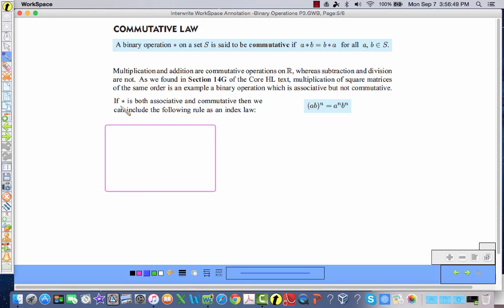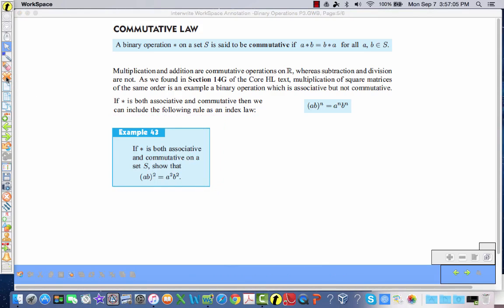If we can find that a binary operation star is both associative and commutative, then we can include this rule right here as an index law. And there's a nice little example here that we're going to do, and then there's just one more example after that. If the binary operation star is both associative and commutative on a set S, show that (A star B) squared is equal to A squared star B squared. So let's take a look at this.